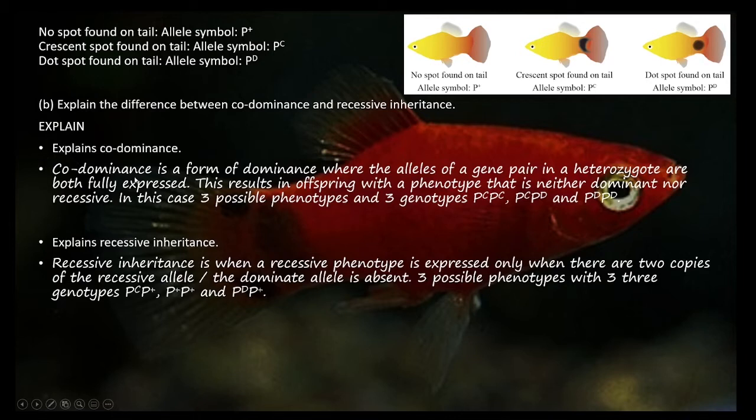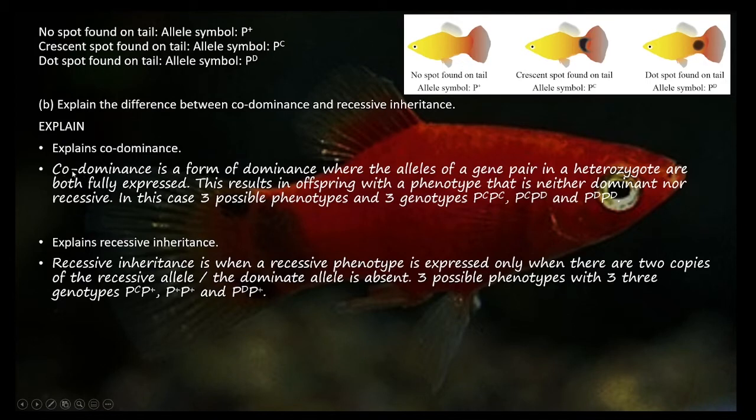Now we're explaining it. So codominance is a form of dominance where the alleles of a gene pair in a heterozygote are both fully expressed. This results in a phenotype that is neither dominant nor recessive. In this case, 3 possible phenotypes and 3 possible genotypes. Can you see they're referring back to our example? Okay, and that is very good. When you're referring back to your example, that's how we aim for excellence.